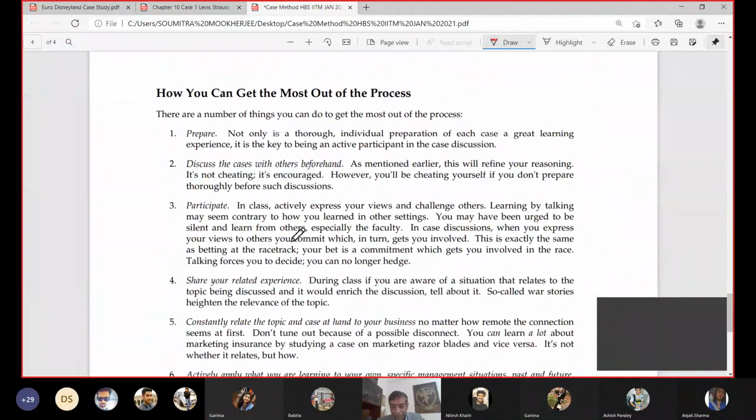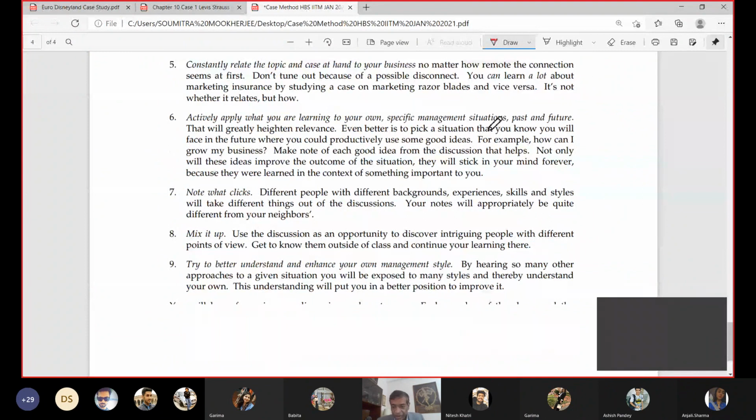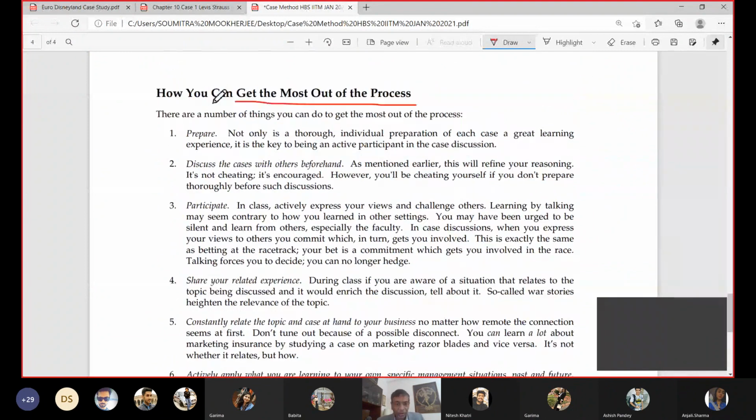Lastly, I would like to discuss, ladies and gentlemen, how you can get the most out of the process. There are 9 things which I want to discuss with you in the case study workshop: case study analysis, techniques and presentations. Firstly, prepare. Individually prepare first, read through it, be an active participant.